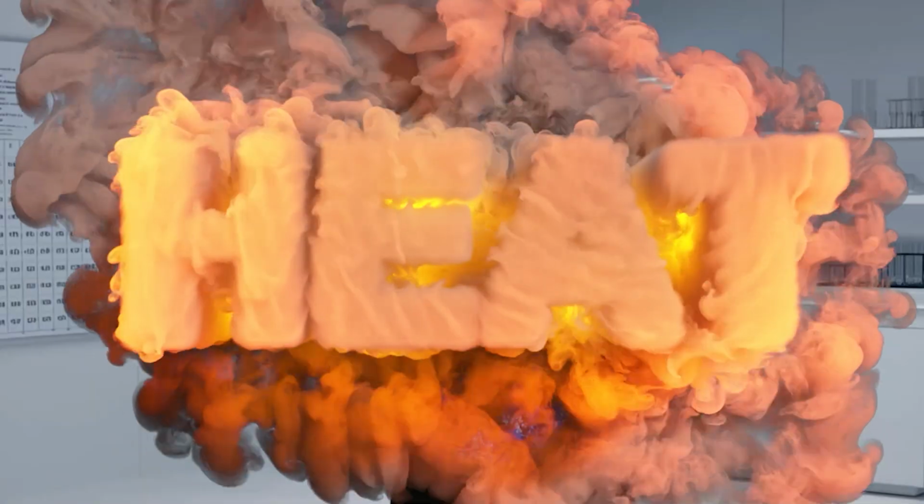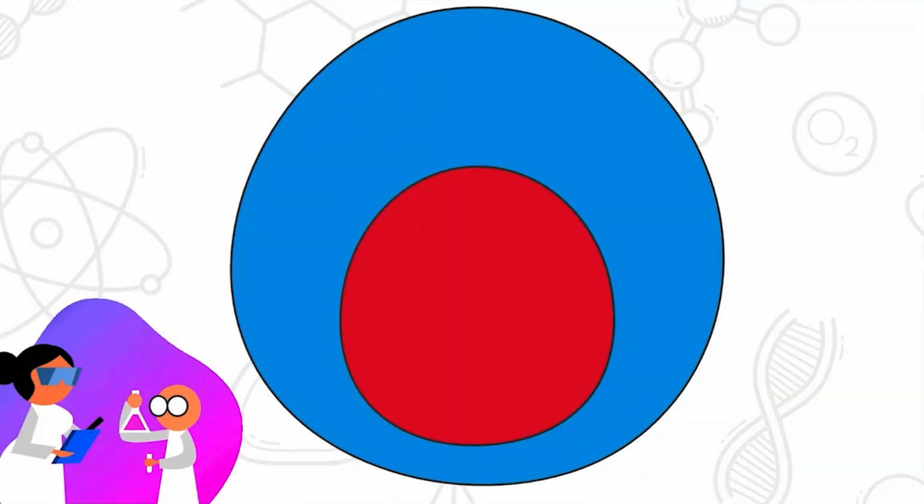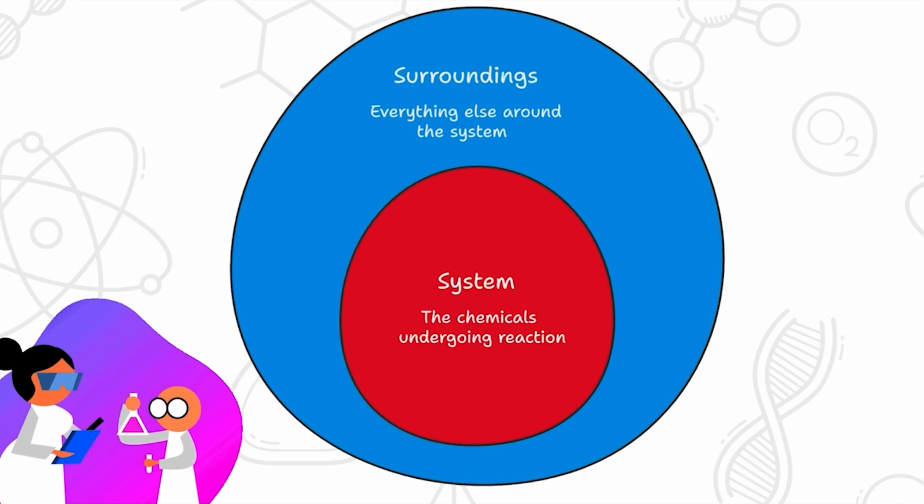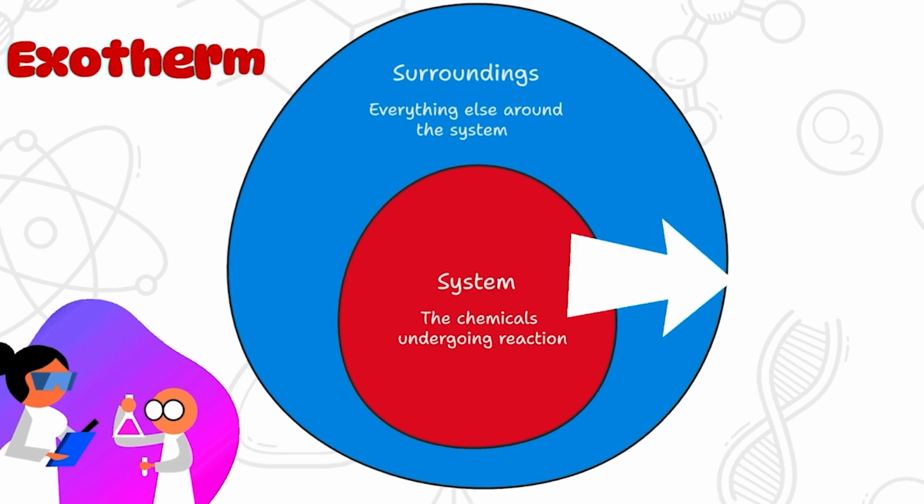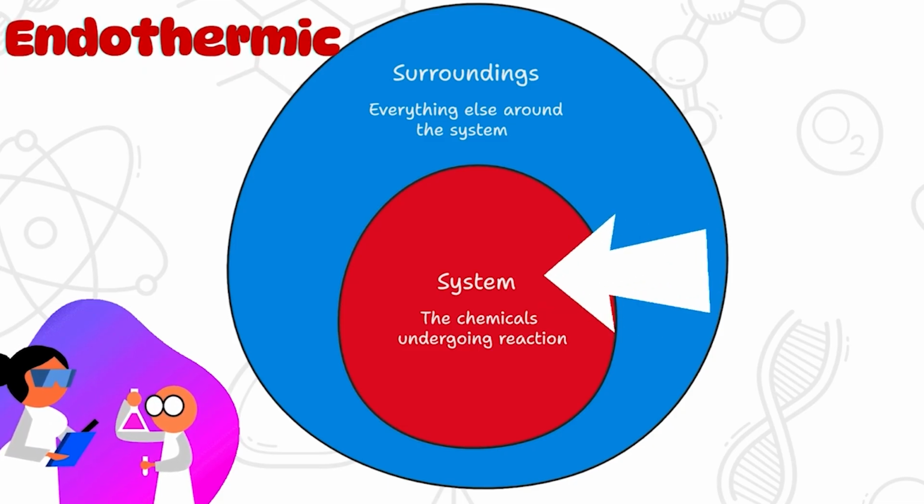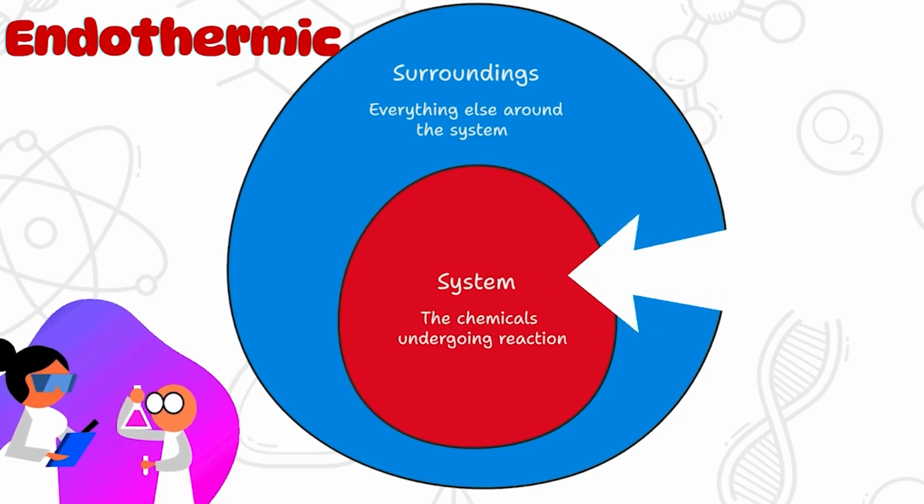Most of the time, that energy is heat. Reactions can either take in heat or give off heat. When we talk about energy change, we usually describe two parts: the system, the chemicals reacting, and the surroundings, everything else around them. If the system releases heat to the surroundings, we say it's exothermic. If the system absorbs heat from the surroundings, it's endothermic.